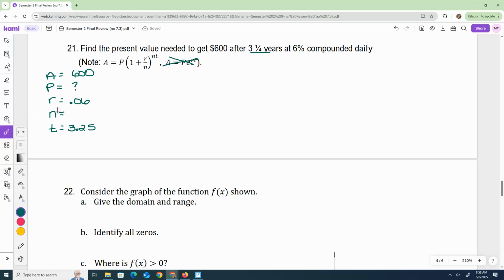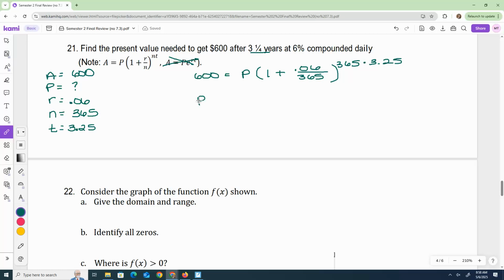N is the number of times you compound in a year. So daily is how many times? 365. So then we plug into our formula. A is 600 equals P times (1 plus 0.06 over 365) to the 365 times 3.25 power.